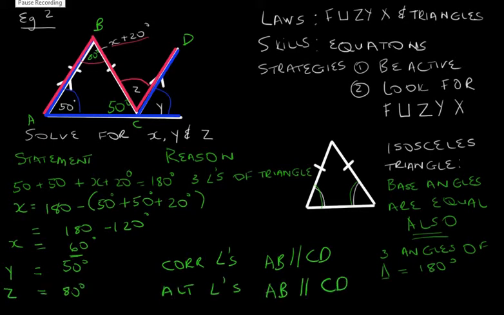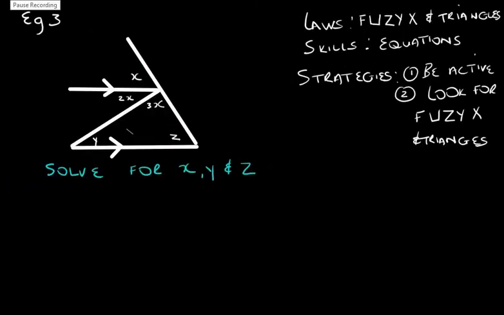Let's look at one more example. In this example, we are required to solve for x, y, and z. So let's look at our laws again. We need to know our laws of fuzzy x and also the laws pertaining to triangles. Our skills, we need to know how to do equations, and then strategies. We've got to be active and we have to look for fuzzy x and triangles in this figure.